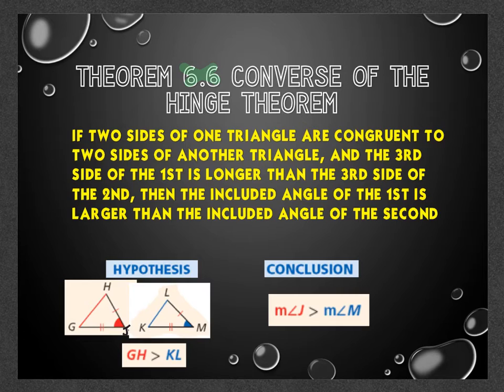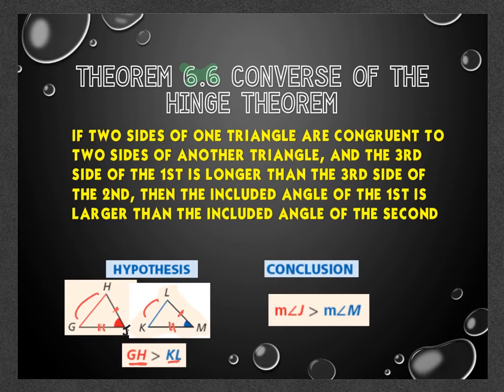So the first part is the same, right? The 2 sides have to be marked as congruent. So in the diagram, HJ is marked as congruent to LM and GJ is congruent to KM. If you already established that 2 pairs are congruent, this time the given information is that the side GH is bigger than the side KL.